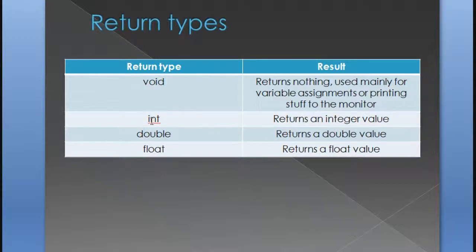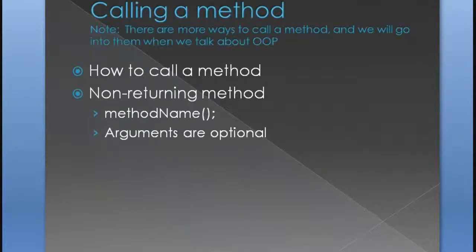int, double, and float. All these are similar, so I'll cover all these at once. These return a variable value. So int returns the integer value, double returns the double value, and float returns a float value. Now, calling a method. There are more ways to call a method, and we'll go more in depth on them when we talk about OOP. But for now, all you need to know is how to call a non-returning method, and you just call it by its method name, parentheses, semicolon.